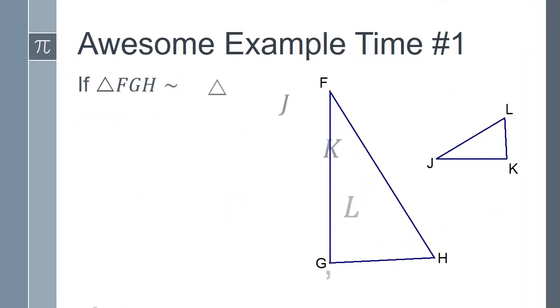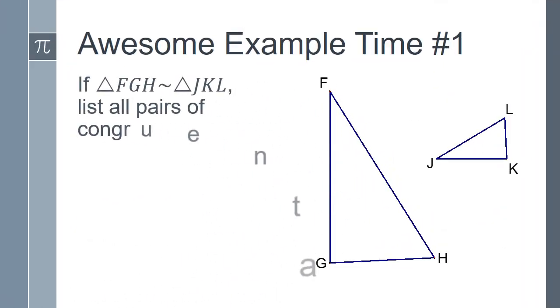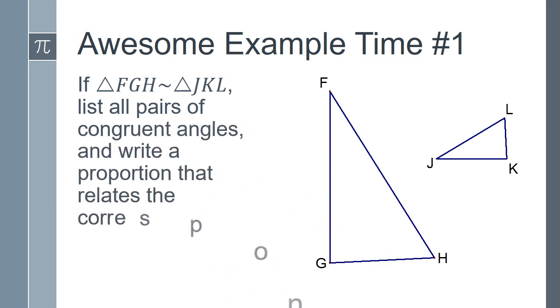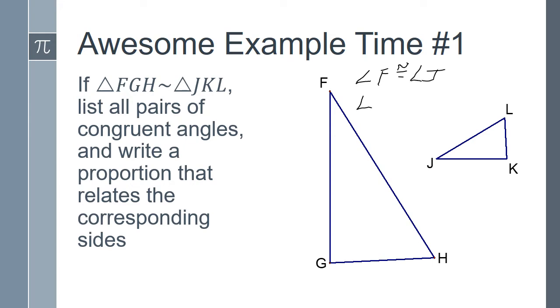So, awesome example time number 1. If triangle FGH is similar to triangle JKL, list all pairs of congruent angles and write a proportion that relates corresponding sides. So how we would do this is we would say that angle F is congruent to angle J, and angle G is congruent to angle K, and angle H is congruent to angle L.